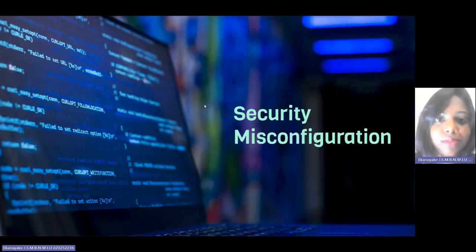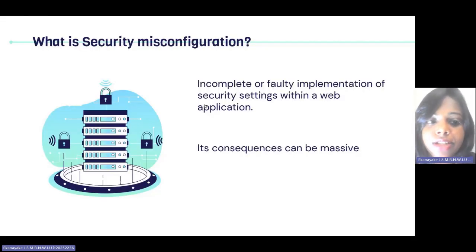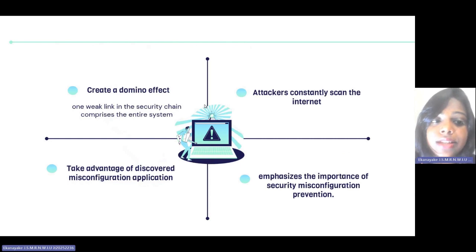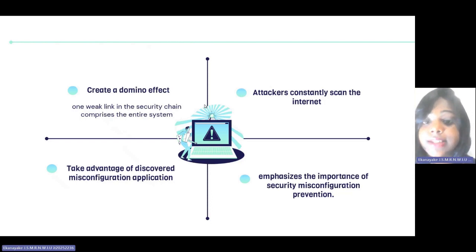So the first one is security misconfiguration. In cybersecurity, security misconfiguration refers to the incomplete implementation of security settings within a web application. These misconfigurations can create a domino effect. What happens basically is the attacker is continuously searching the internet for vulnerabilities. If they find one, they can take advantage of it easily. So by addressing these security misconfigurations, we not only safeguard our applications, but also protect our users' sensitive data, ensuring a safer online experience for everyone.